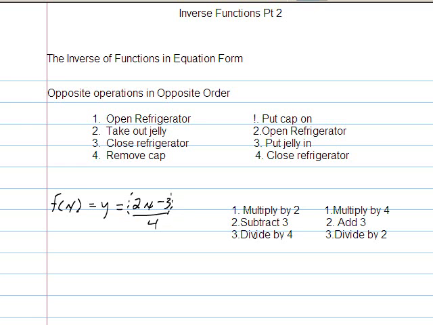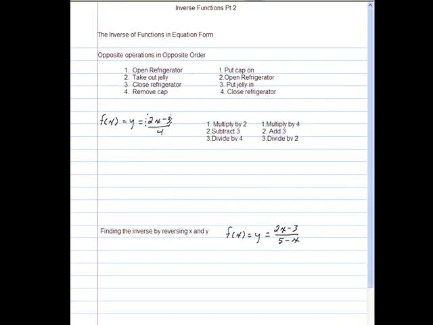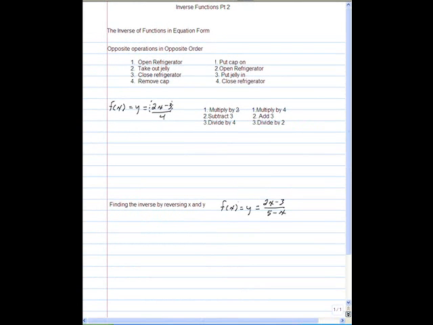Now suppose I just write down the opposite of those operations in the opposite order. In other words, if the first operation here is multiply by 2, I make the last operation here divide by 2. If the last operation here is divide by 4, I make the first operation multiply by 4. Opposite operations, opposite order. Let's see what a function would look like if we followed the steps of the opposite operations in the opposite order.